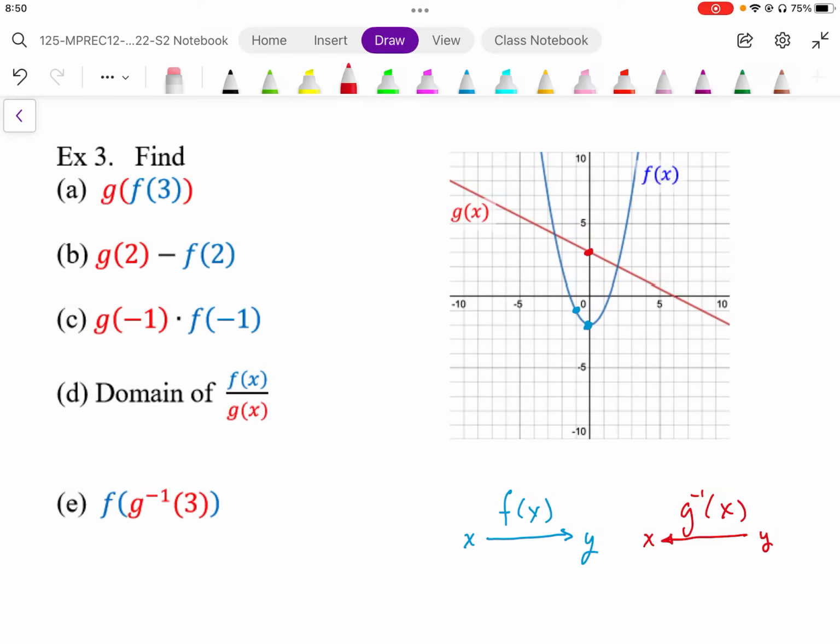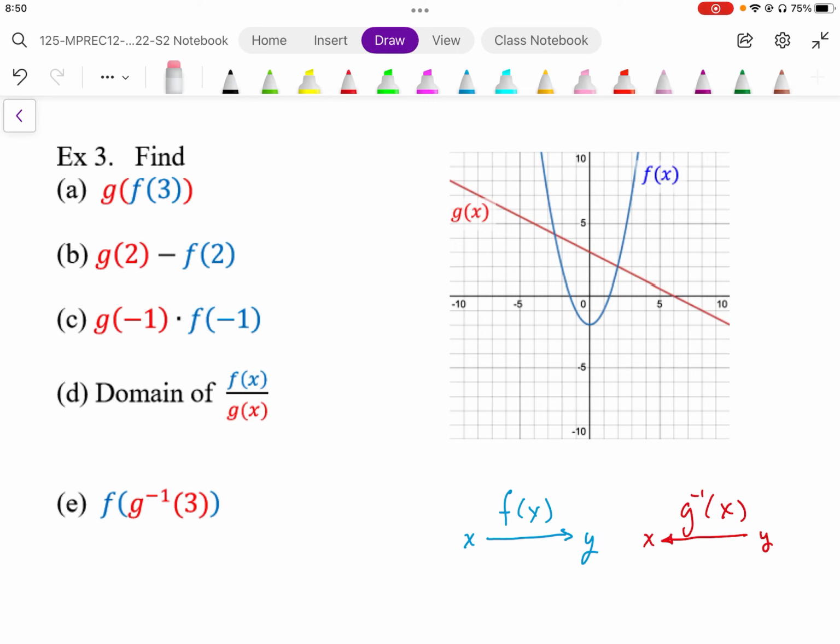In this example, we've been given two graphs, g, which is a linear function, and f, which is the quadratic function, and we're being asked to find composite function values and also combined function values. So looking at A, we have g of f of 3.